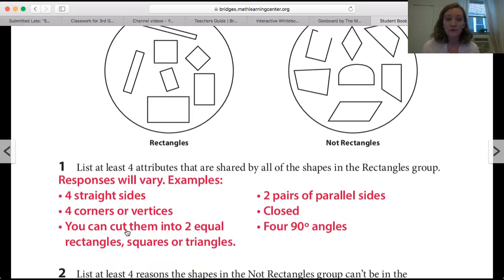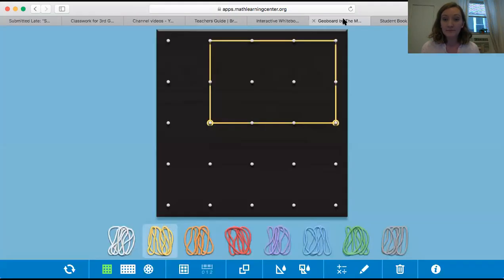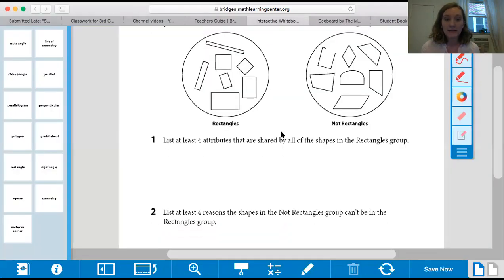So choose 4 of these. You need to have 1, 2, 3, 4 ideas here for number 1 and write them down now. You can pause the video if you need time to write all those down. Okay, and then I'm going to move on to the next one. Okay, let's look at number 2.